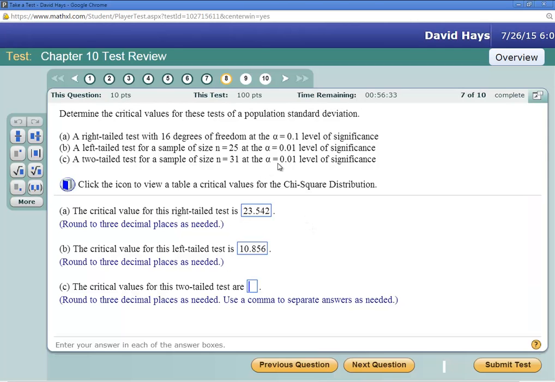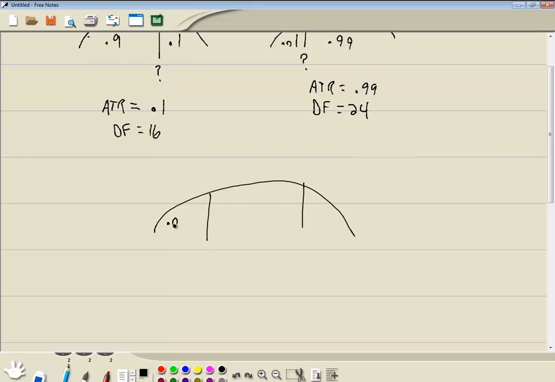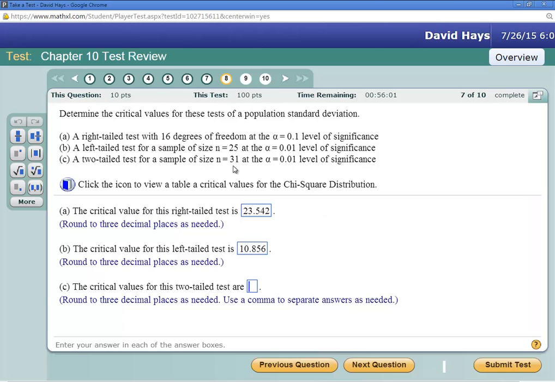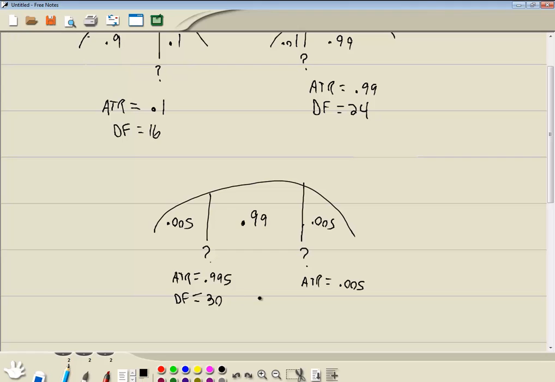Okay, two-tailed test. And alpha is 1%, so I'll split that up. I'll put half of it here and half of it here. And if 1%'s in there, then 99%'s here. Now we got two values we're looking up. This first one, the area to the right is going to be 0.005. On this one, the area to the right will be, you have to add up all the area to the right. 0.99 plus the 0.005, so that'd be 0.995. My degree of freedom on both of those would be N is 31, so degree of freedom is 30.